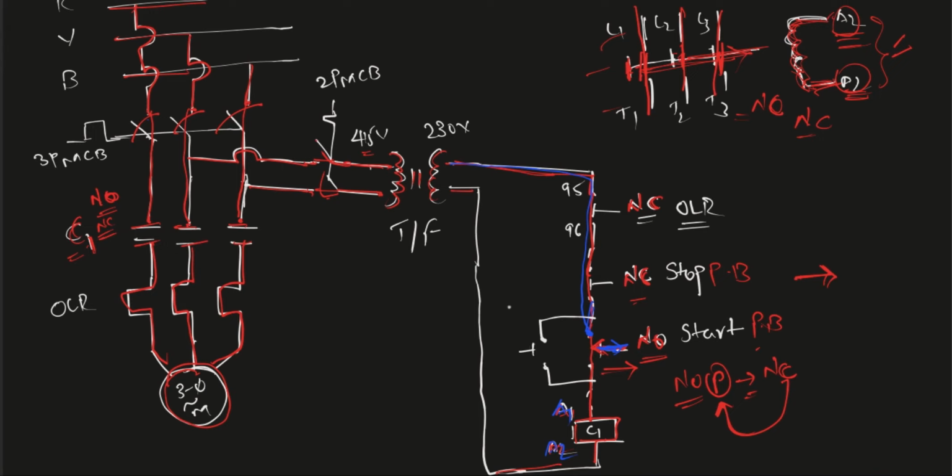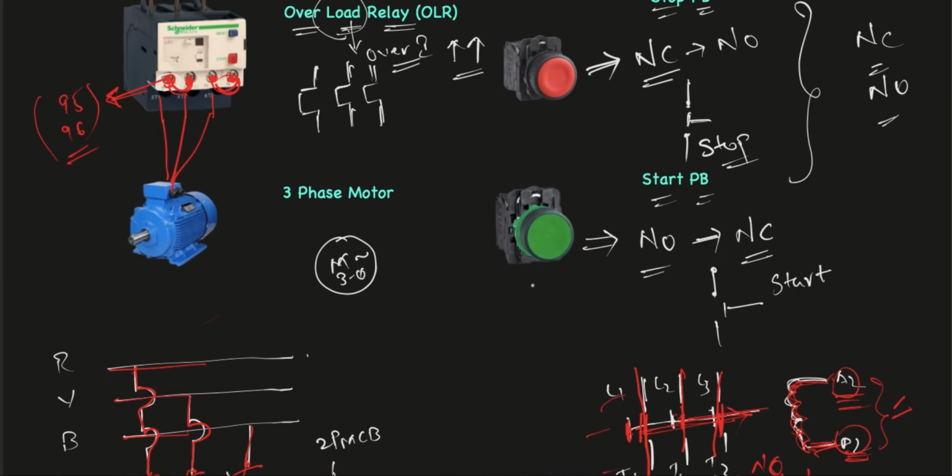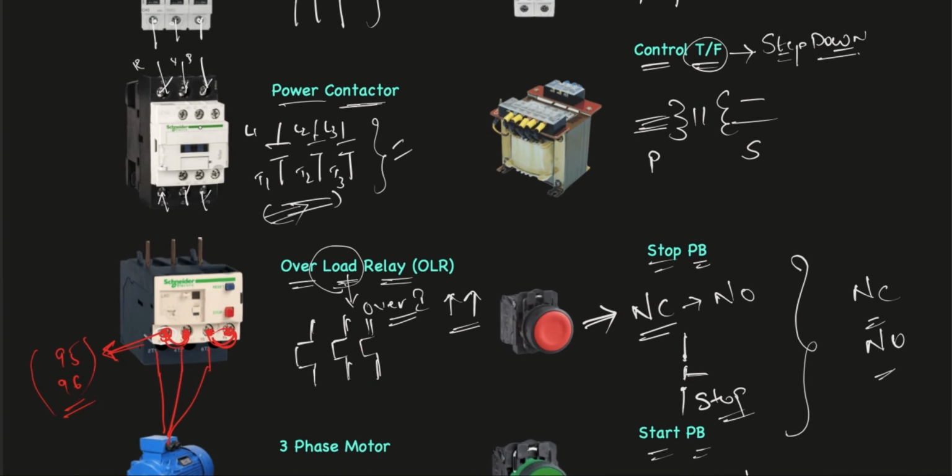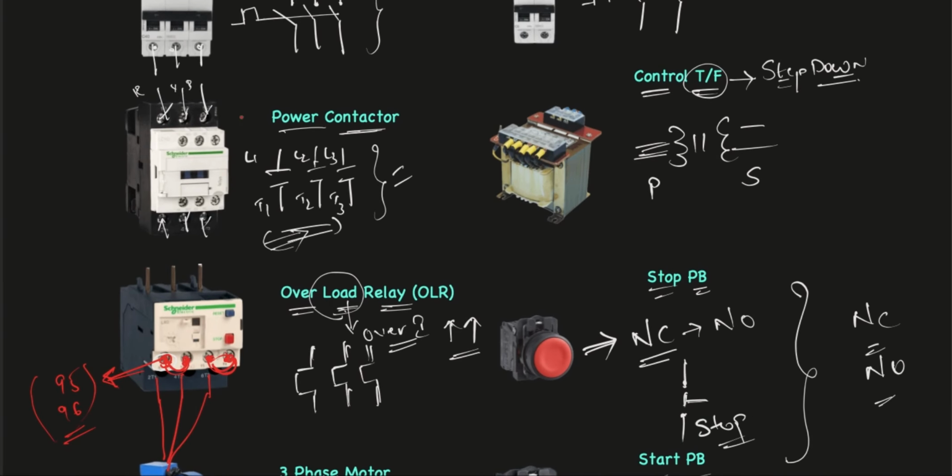This is called latching or holding contact. A holding contact is a normally open contact of the C1 contactor that we are connecting as the holding contact. See, this is a power contactor, right? In this power contactor, these are L1, L2, L3 and T1, T2, T3.